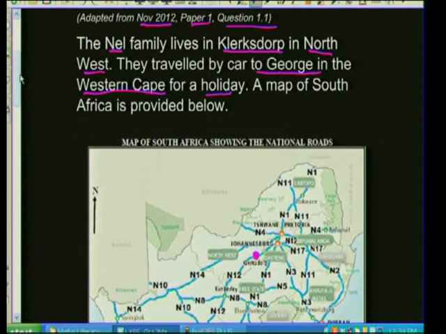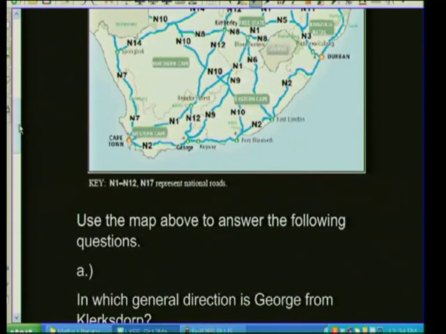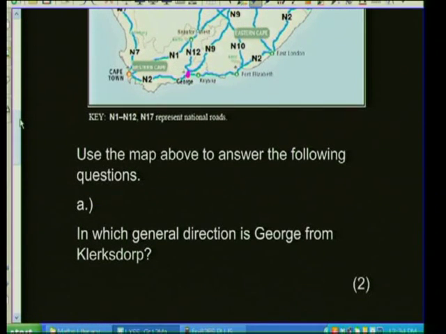And they are having a holiday in George. So we find George. And I know that you might not know how the map of South Africa looks, but you should have done so many of these in class where you should have actually looked at the map of South Africa. So even if you can't think, oh, well, where's George? They've told you. Hopefully you know where all the provinces are. But anyway, we've got it. So use the map above to answer the following questions.